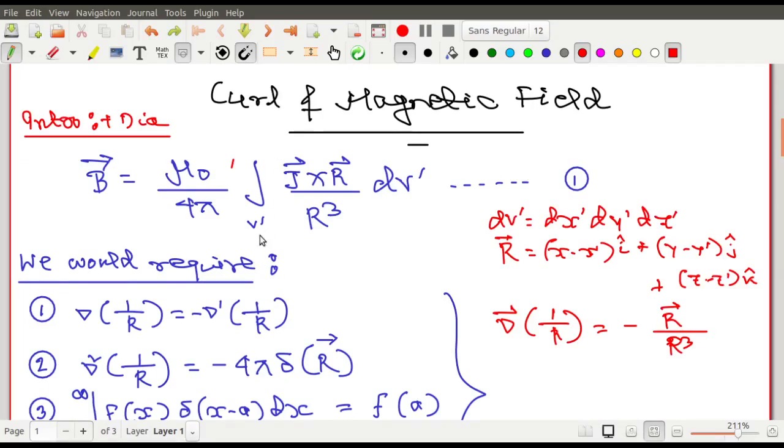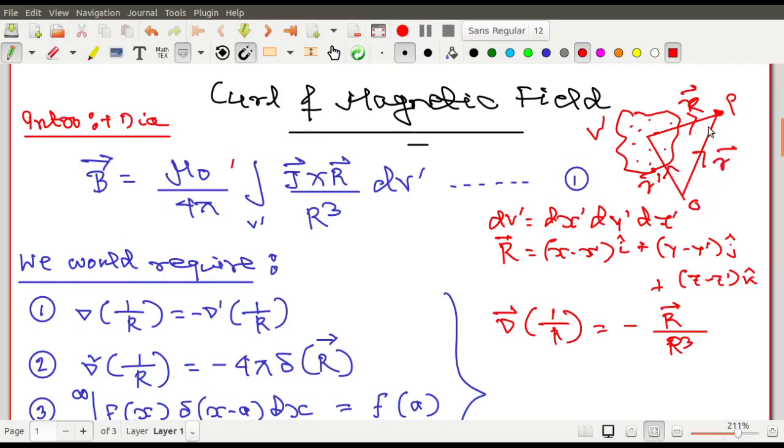And which volume are you integrating over? You are integrating over this volume. This volume is what we called V dashed. So this is the volume which contains some amount of current, and due to this current we are interested to find the magnetic field at the point P. This was your capital R vector, this one was R dashed, and this one was the source field vector.